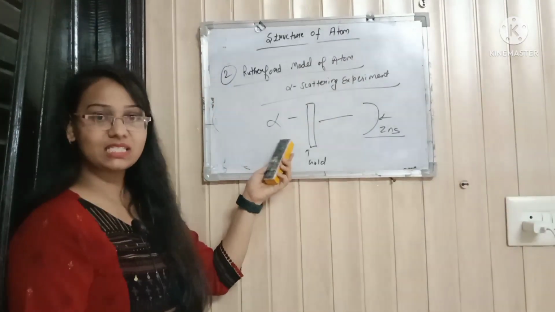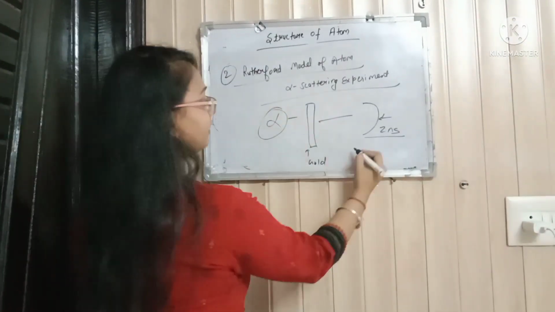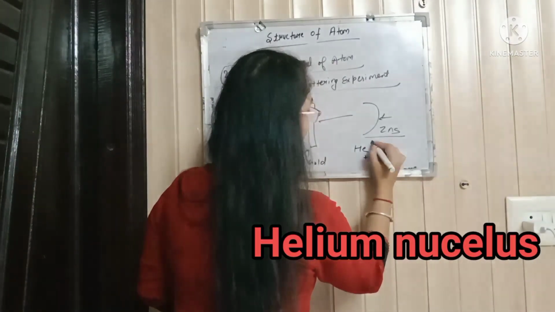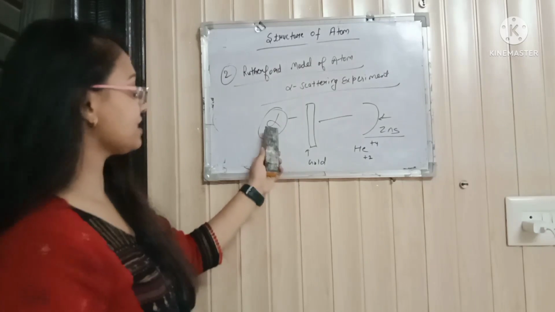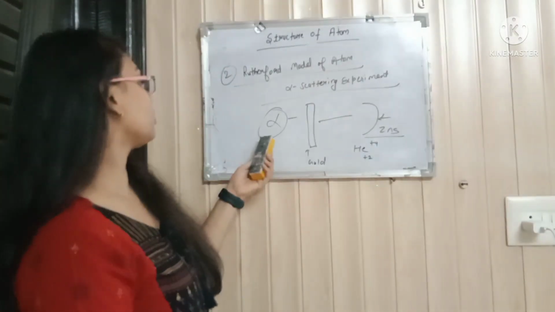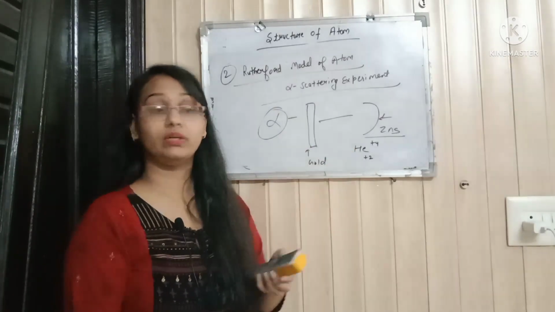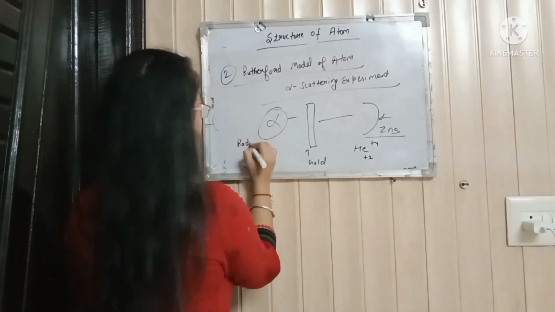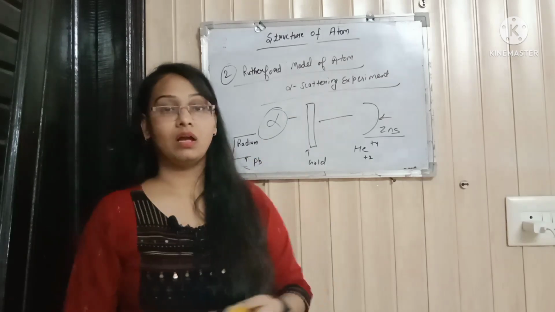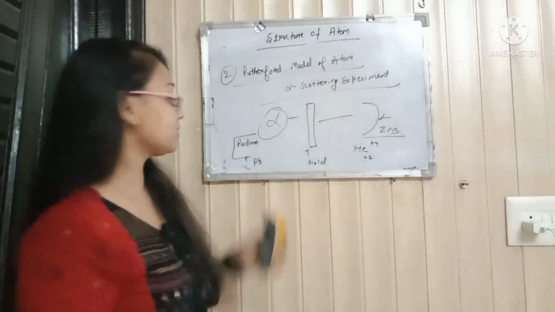What is this alpha particle? Alpha particles are helium nuclei having +2 charge and 4 unit atomic mass. And what is the source of these alpha particles? Any radioactive element is the source. And here we took radium. As it is radioactive, that's why we keep it in lead. Now, what were the observations from this experiment?